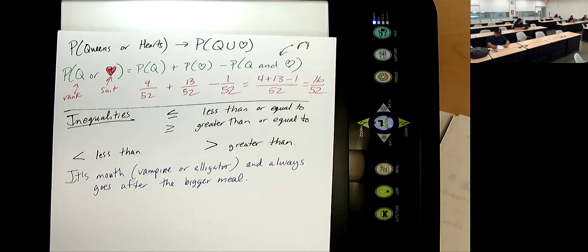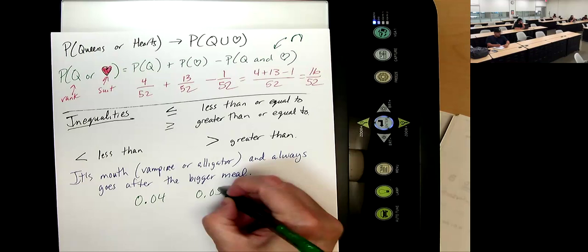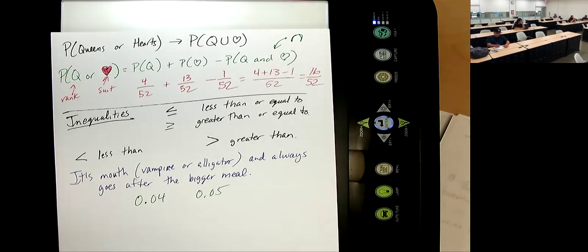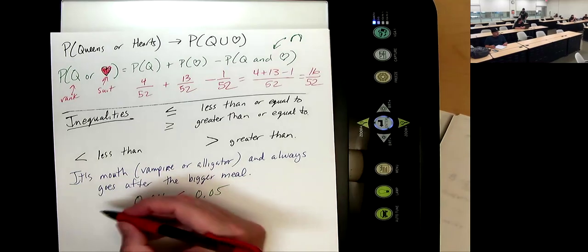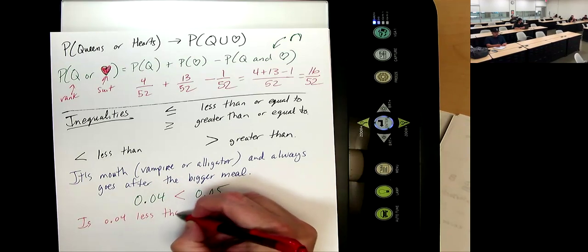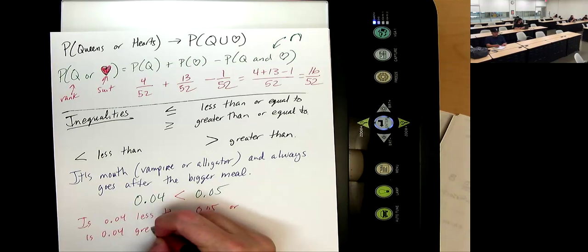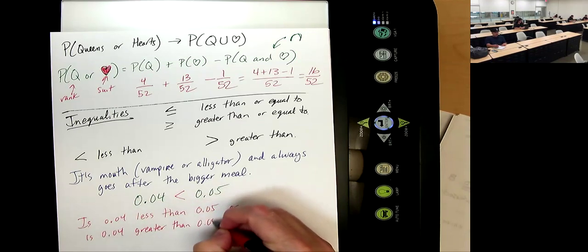Especially in the last half of the semester, we will be comparing two numbers frequently. You're going to be comparing your p-value and your alpha for all hypothesis tests. If you've got them sitting next to each other, put the mouth going towards the bigger one. And if you're not sure which symbol, say it both ways: is 0.04 less than 0.05, or is 0.04 greater than 0.05?